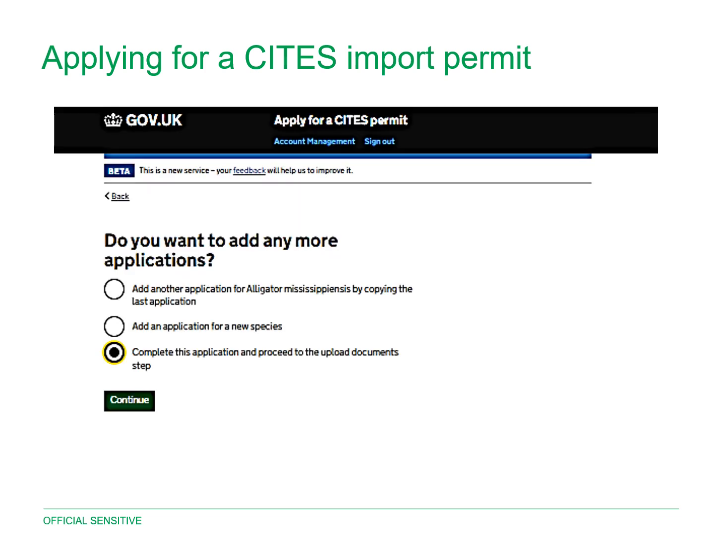The service will then give you another opportunity to add another application by copying the last application, add an application for a new species, or complete your application and proceed to the Upload Supporting Documents step. In this training video, we wish to complete the application for importing one alligator skin watch strap and proceed to the next step. Click Continue.